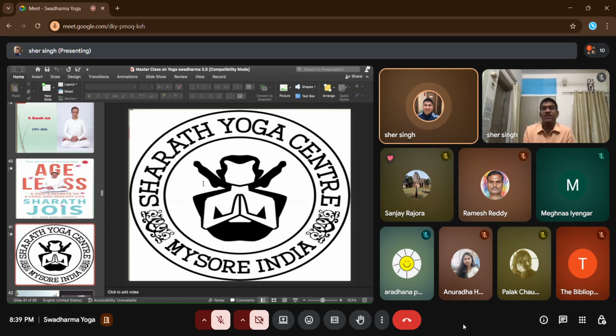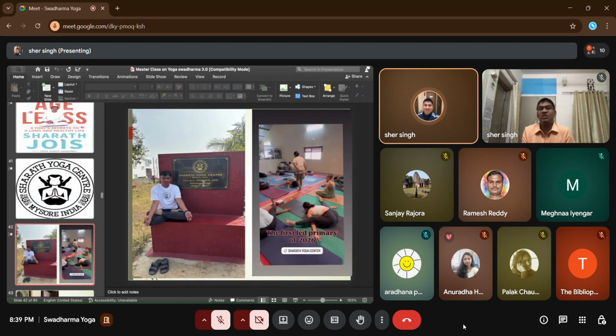This is the logo of Sharath Yoga Center, Mysore, India. This is the last time I visited there. You can see the Sharath Yoga Center, and on the right, you can see how we practice. In this practice, the teacher just monitors, and since we know the sequence of asanas, the teacher never demonstrates any asana. We go and practice, and whenever we make a mistake in any asana, the teacher comes and corrects.